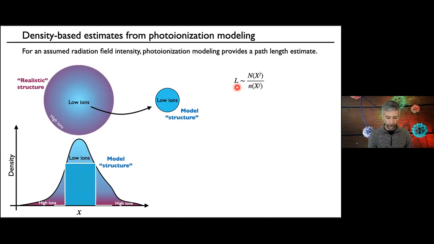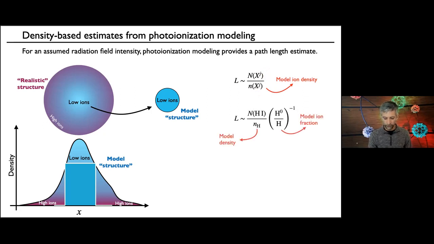And then we're going to say, well, look, the length scale we can calculate by taking some ion and measuring its column density, dividing that by the model-based physical density of that ion. Typically, for H1, you'd say, well, we measure an H1 column density. Our model gives us the particle density, and then we have an ionization fraction we also have to include in order to turn that total particle density into an H1 particle density.